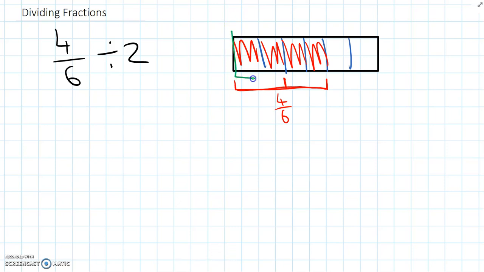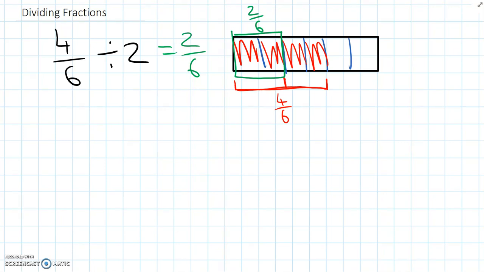We can see that is equal to this area here. And this is 2/6 out of our original whole rectangle. So 4/6 divided by 2 equals 2/6. So drawing pictures is always a method that we can use for solving these.